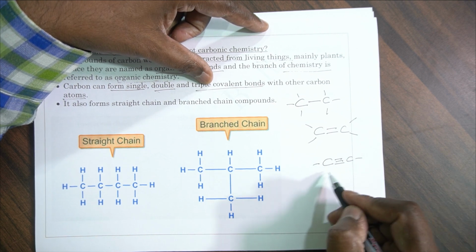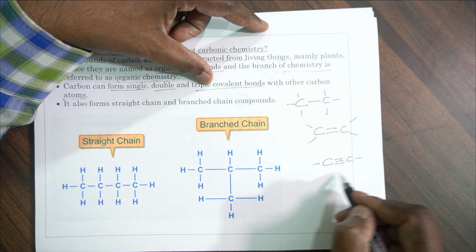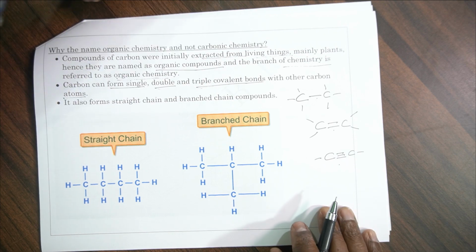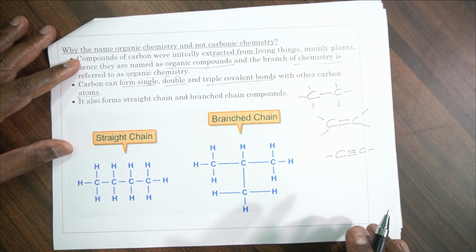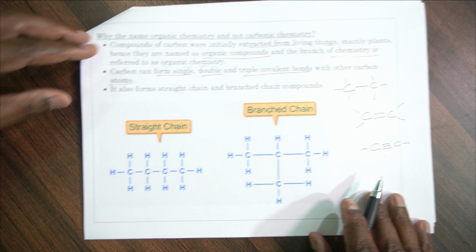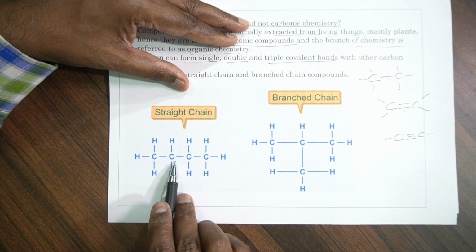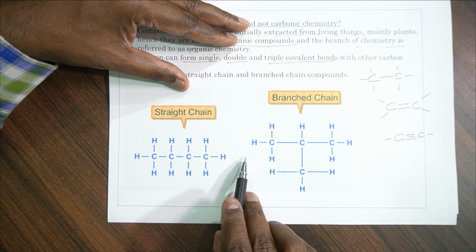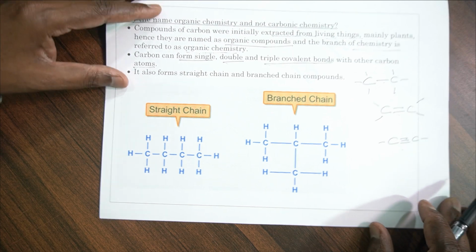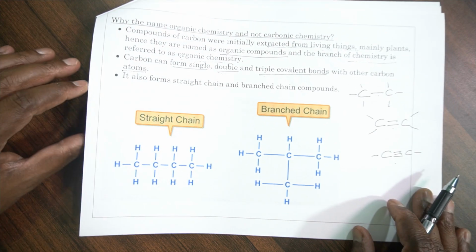So this carbon has 4 bonds, 3 of them with another carbon atom. So single bond, double bond and triple bond are all possible. Now it also forms straight chain and branched chain compounds. Here we have a straight chain example, the carbon getting linked in a straight chain. Now here the carbon is in a branch. There is a branch also, a branched chain. So this also is possible.